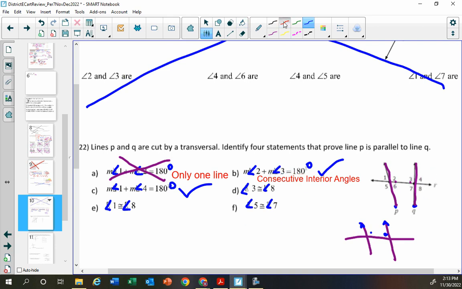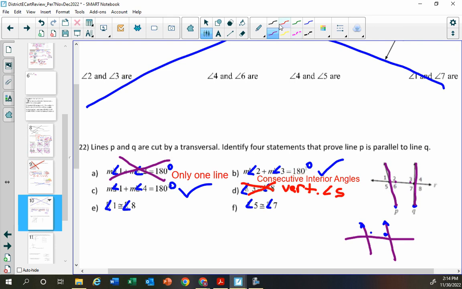Now, 3 and 8, they're congruent, but they're vertical. However, 3 and 8 only deal with line Q. Is there any relationship between line Q and line P? For 3 and 8, no. Even though it's true, that's not going to work. It's true, they're vertical angles, but that's not going to help us here. That's why we've got to cross that one out.